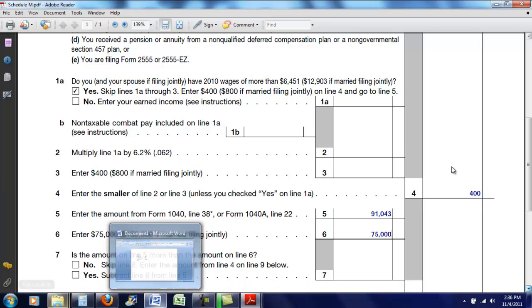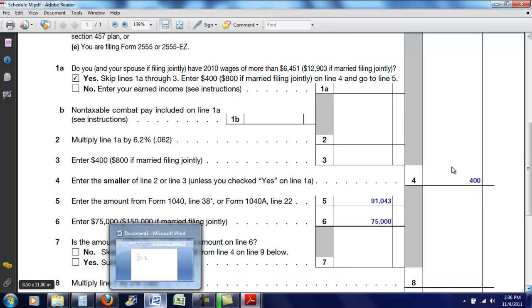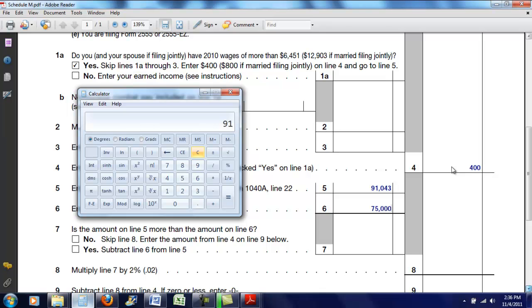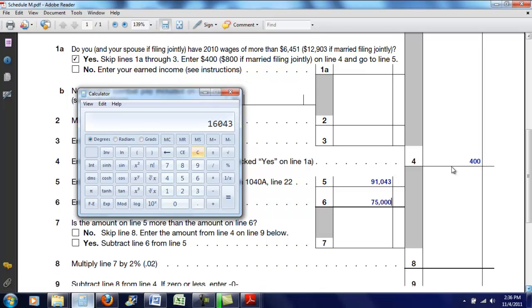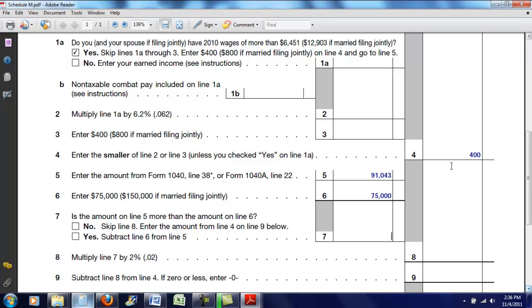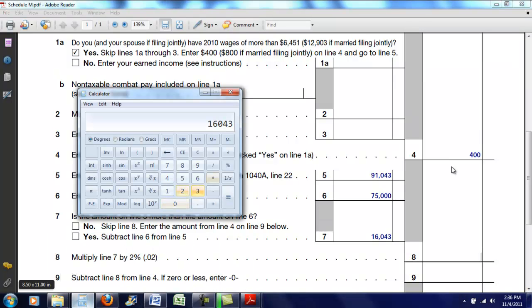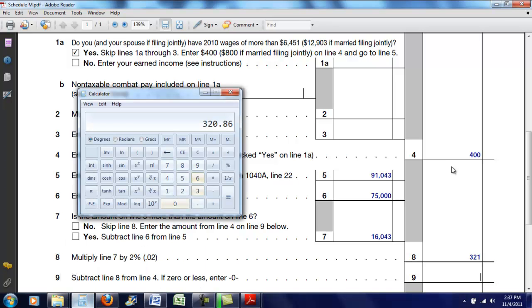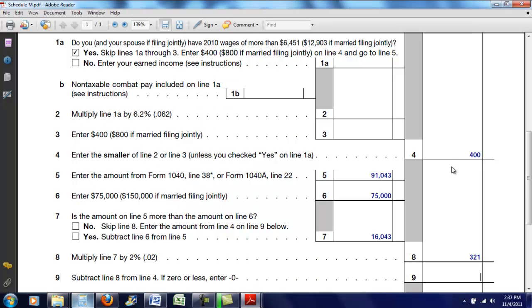And we need to subtract that. So we're going to take 91043 minus 75123 equals 16. We're going to multiply that by 2%. $321. We're going to subtract that from the 400. So she gets $79 of this credit, of the making work pay credit.